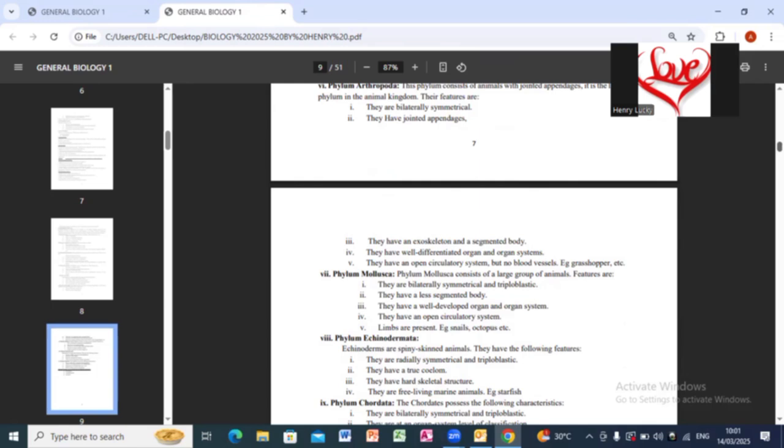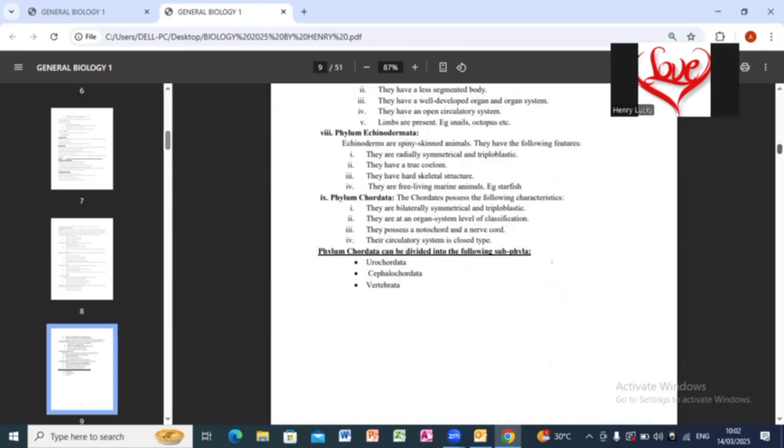Then the Echinodermata are spiny-skinned animals. They have three layers of cells as well, and they have a hard skeletal structure and are free living. Examples of them are the starfish and sea urchins. Then the phylum Chordata possesses the following characteristics. They are triploblastic in nature, that is, they have three layers of cells. They are bilaterally symmetrical. They have an organ system with a level of classification in them, and their circulatory system is of the closed type.